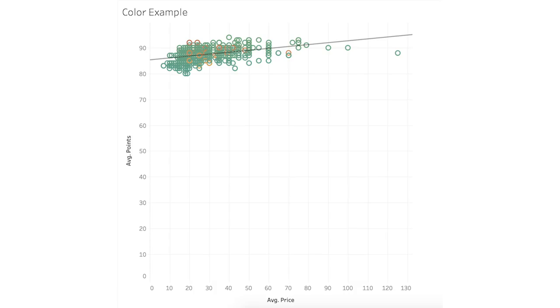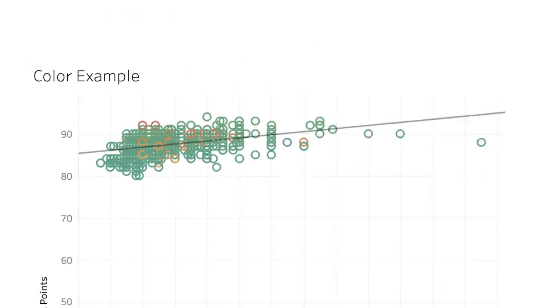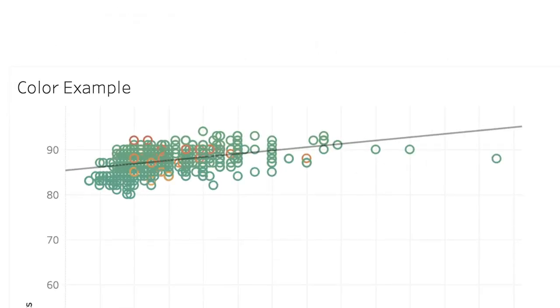Here's an ineffective data viz example. There's a lot about this viz that isn't working well, but these colors are hard to read. This graph uses green and orange, and the data points are really close together. These colors don't clearly show the difference between low and high data points.